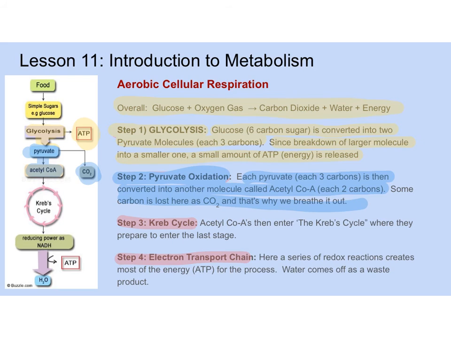Okay. Now it's time for step 3. We go into the Krebs cycle. If you take biology in university, you'll become very familiar with the Krebs cycle, because we're just calling it the Krebs cycle right now, but in university you'll have to go through all the steps. So what happens is the acetyl-CoA enters the Krebs cycle and goes through a whole series of reactions where it basically prepares them to go into the last stage.